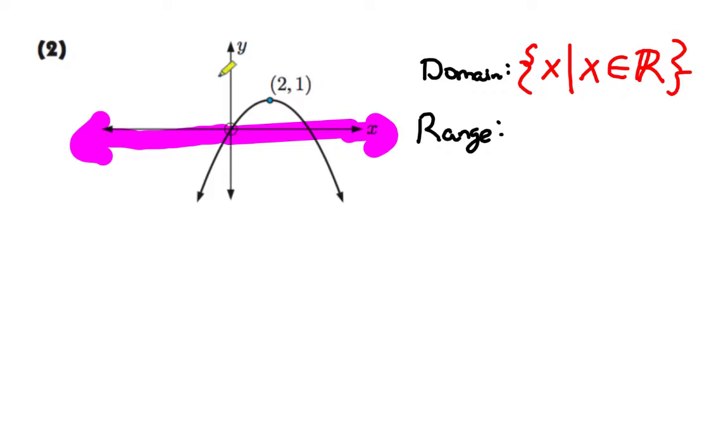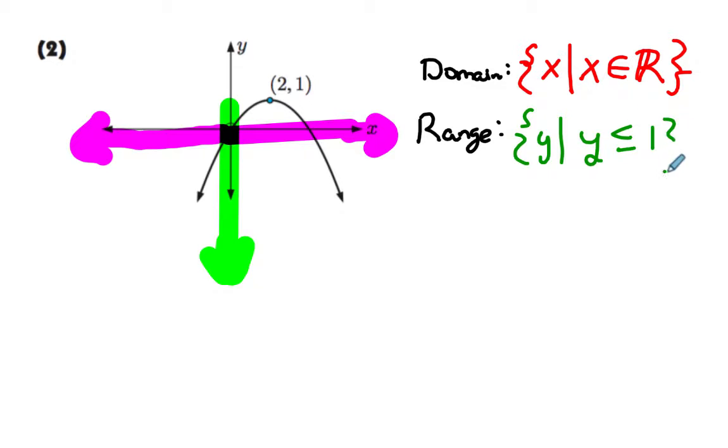Okay, let's look at our y values. So our highest y value is at 1, and then it goes down because my graph is concave down, it keeps going down. So I'd say my range is y such that y is less than or equal to 1.